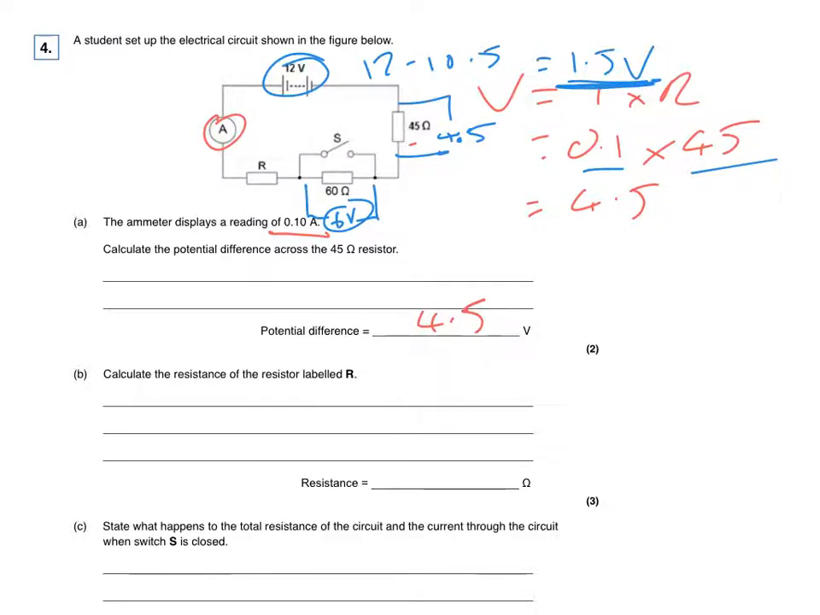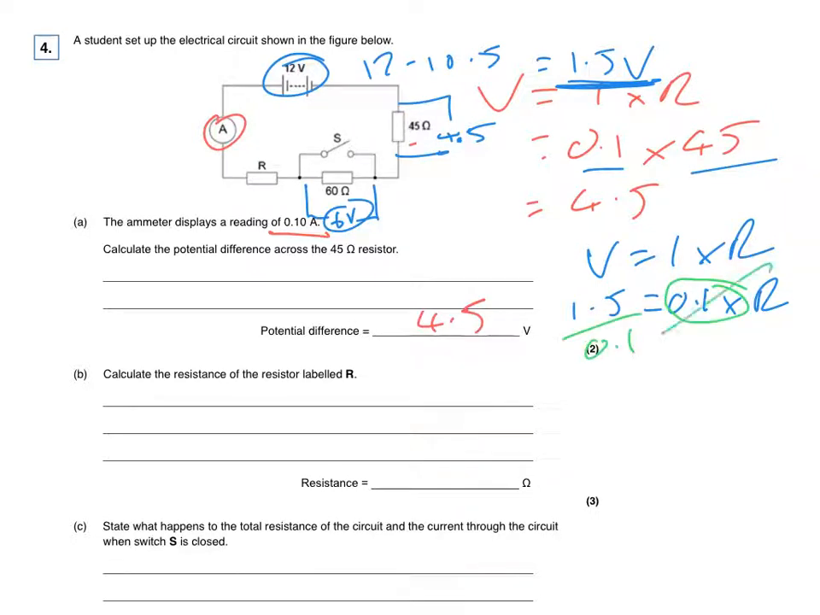And then we put that back into the Ohm's law equation. 1.5 equals 0.1 times R. Rearranging the equation, we want to get rid of the 0.1 times R, so we take it down the bottom, 0.1 divide, cancels that out, which leaves us with R as 15 ohms.